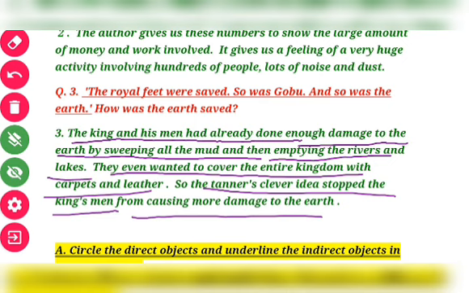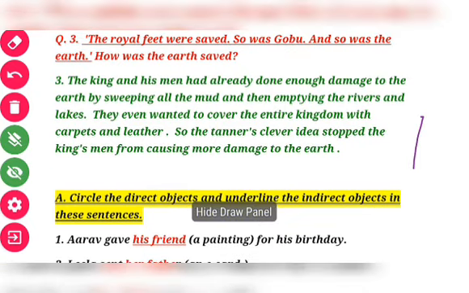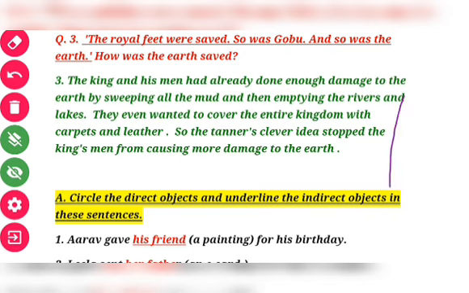So how was the earth saved? The earth was saved with the tanner's idea, the idea not to destroy the king's men nor the kingdom. Now, students, that was the question answer. I hope things were clear to you.